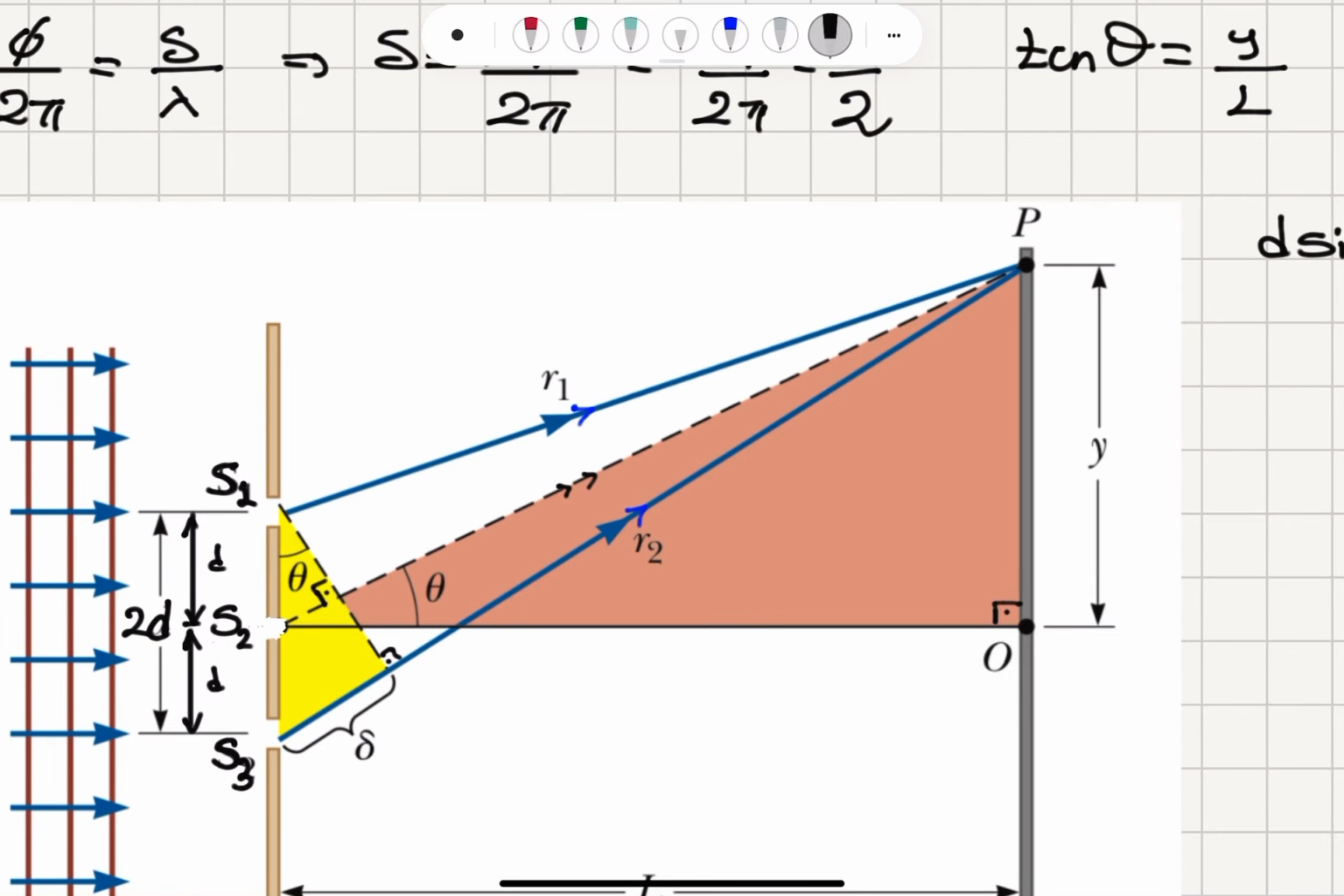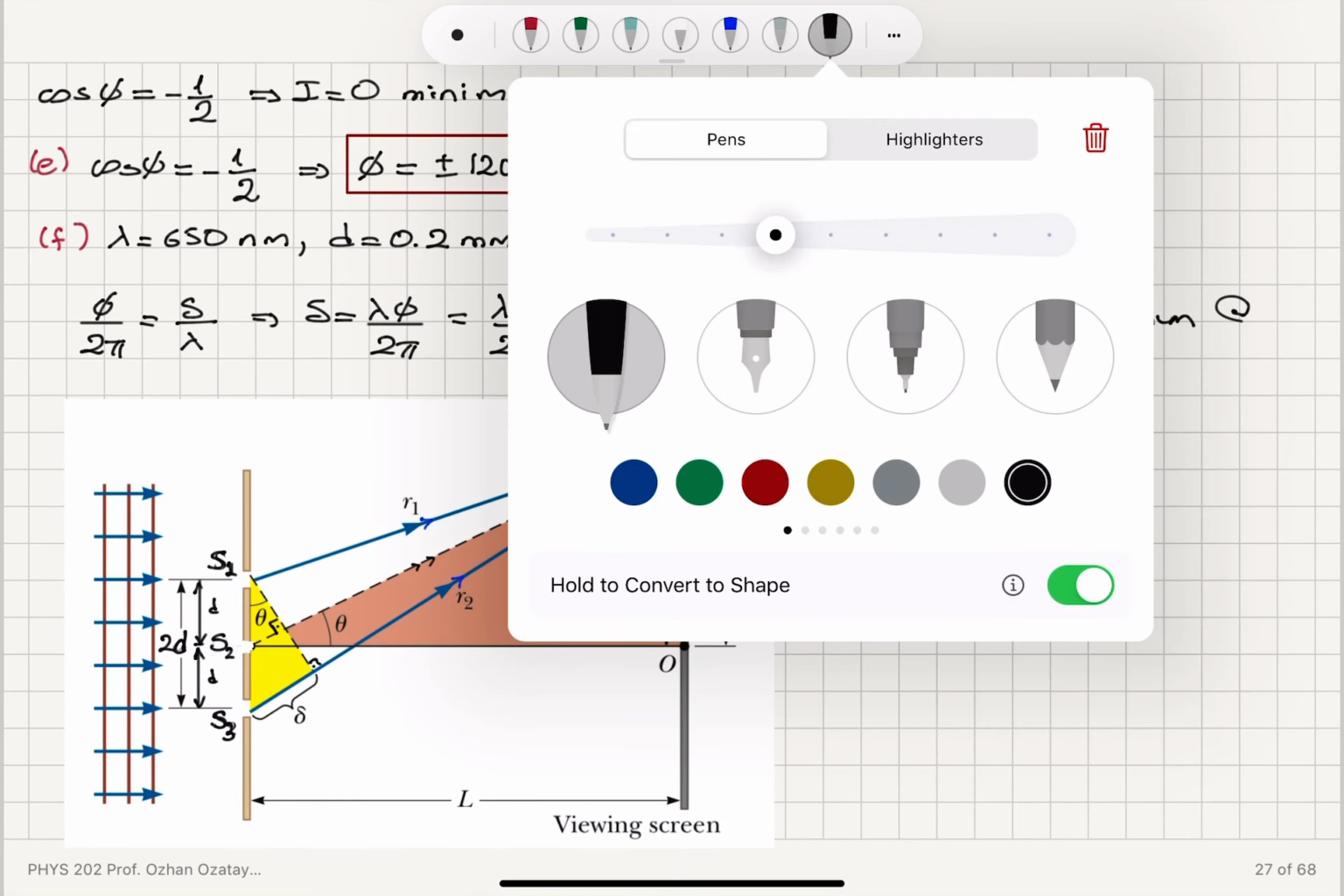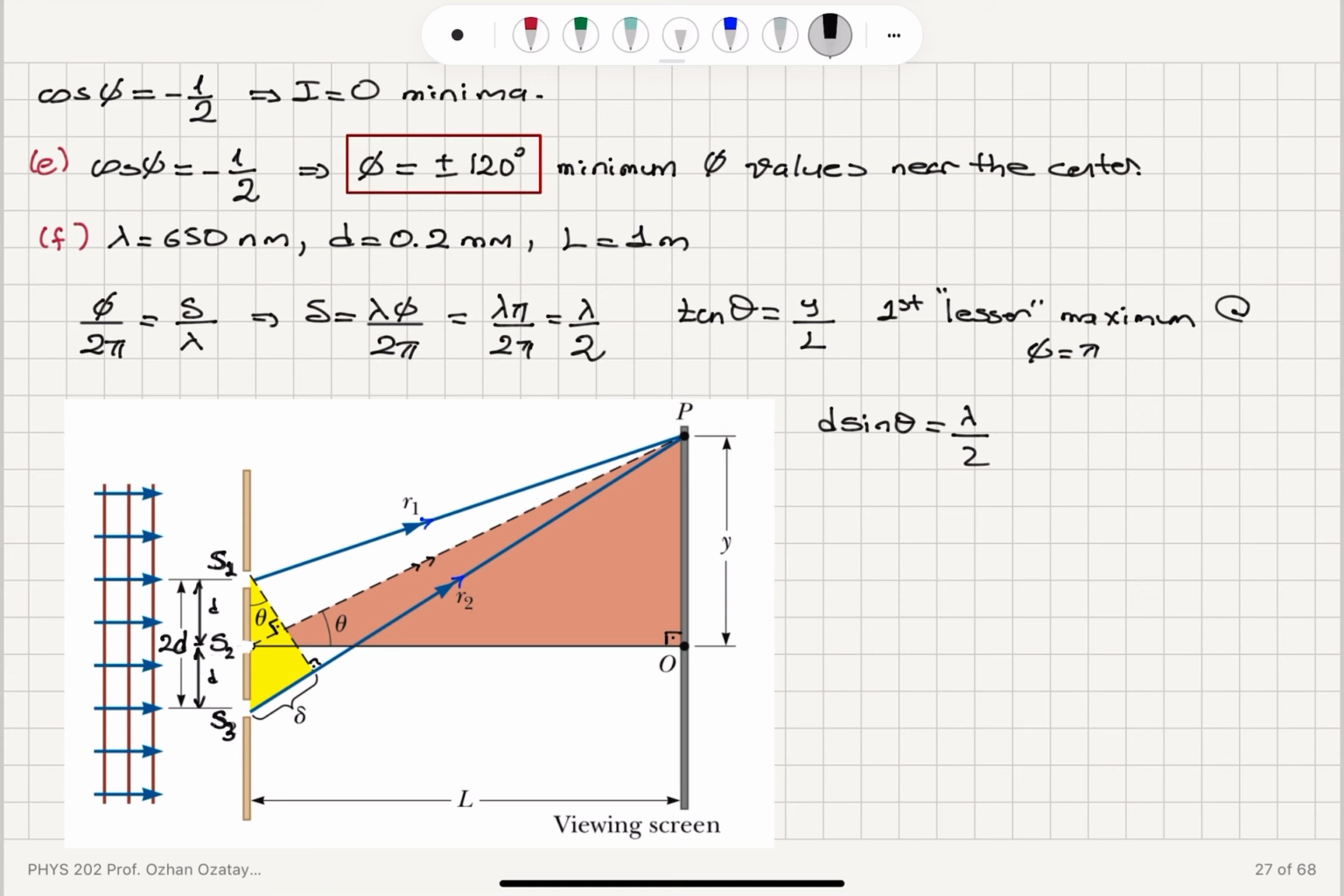All right. So with that, we obtain sine theta must be equal to lambda divided by 2d. That is 650 nanometers, 650 times 10 to the minus 9, divided by slit-to-slit separation, 2 times 0.2 times 10 to the minus 3 meters. And that gives us 0.001625. Now this is such a small sine, that means the angle is very small.